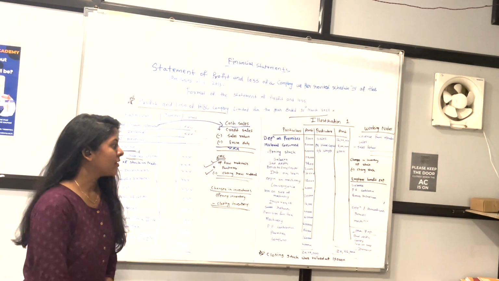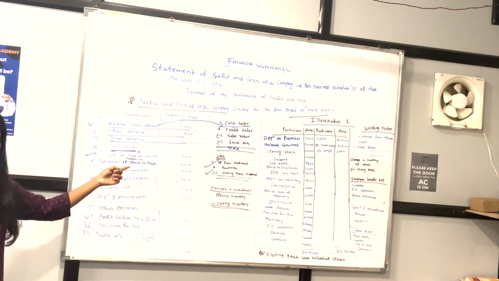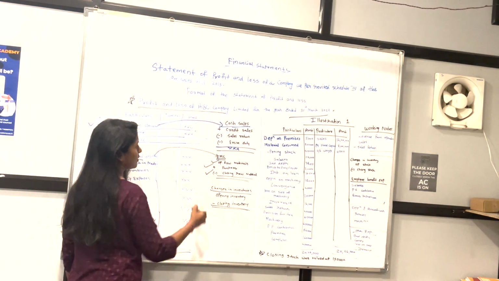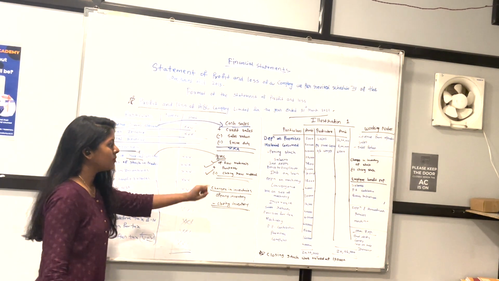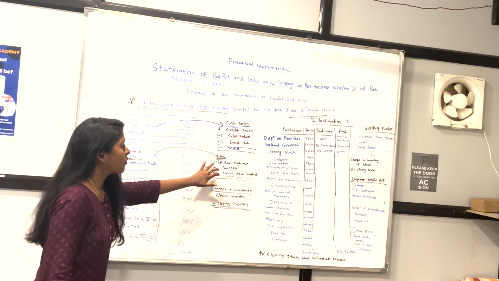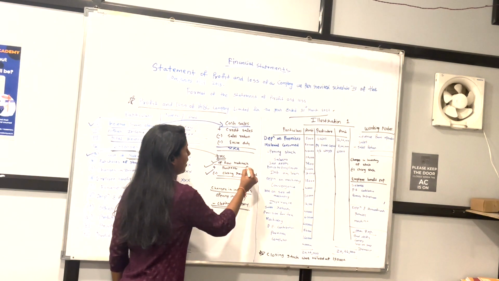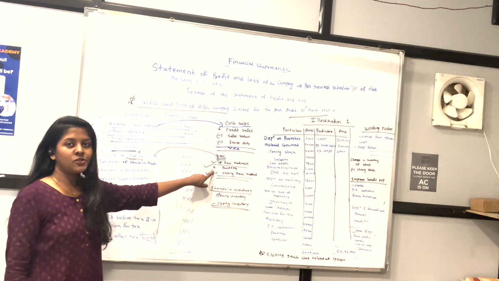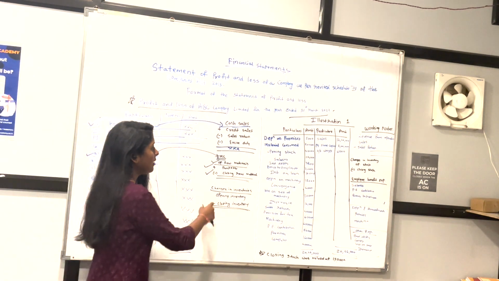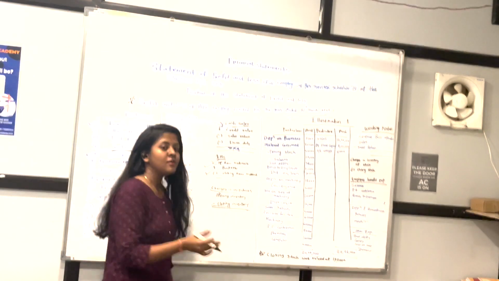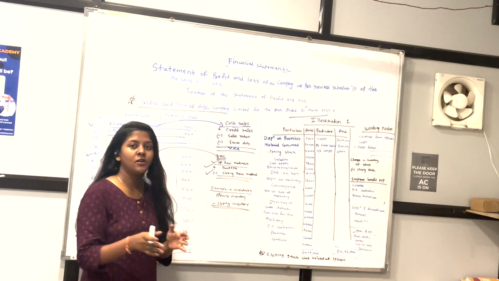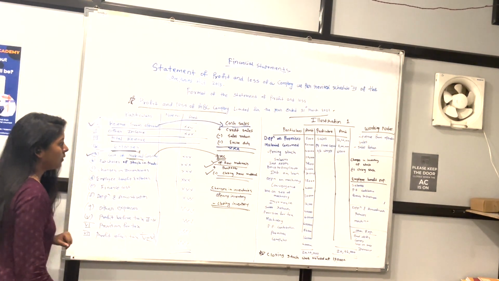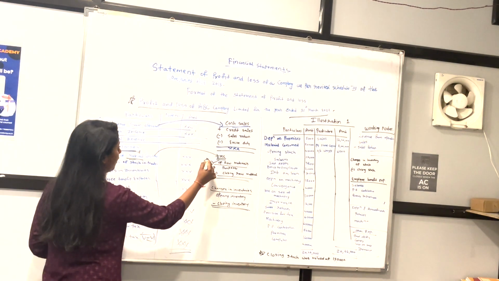So if the question comes, calculate cost of material consumed, then we have to put this formula. Cost of material consumed: first is opening raw material, this means how much raw material you have, plus how much additional purchases you have made, and then minus how much raw material is left with you right now. So that we have to minus. This is very important.